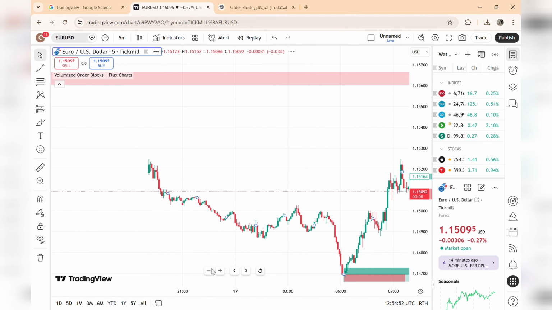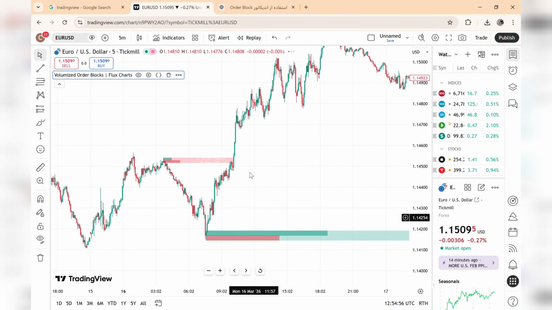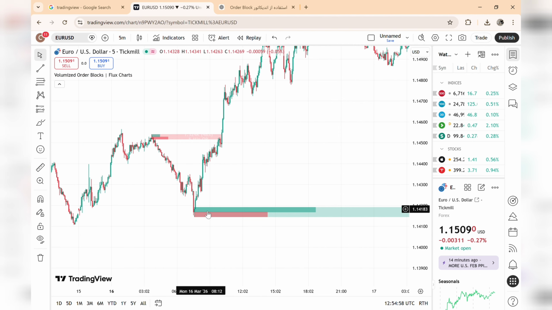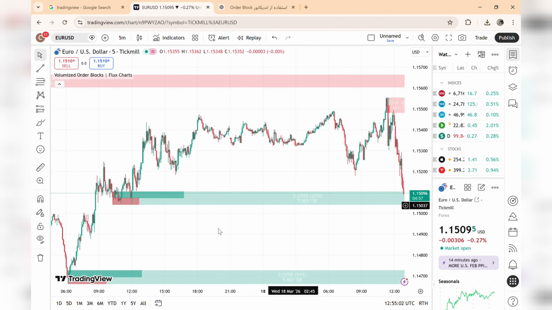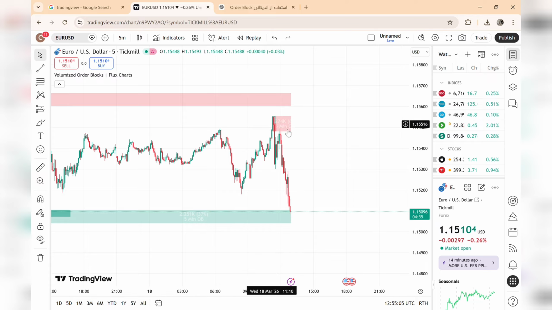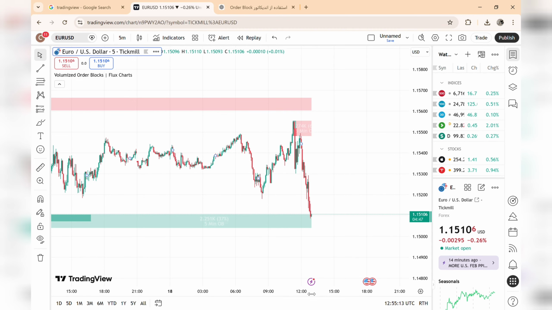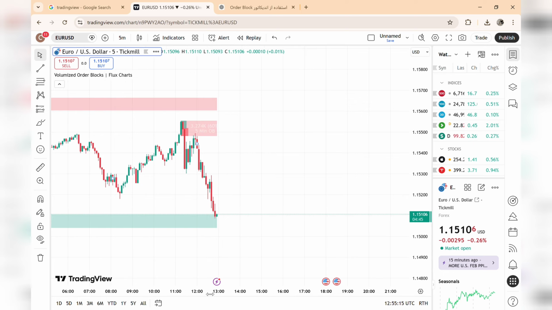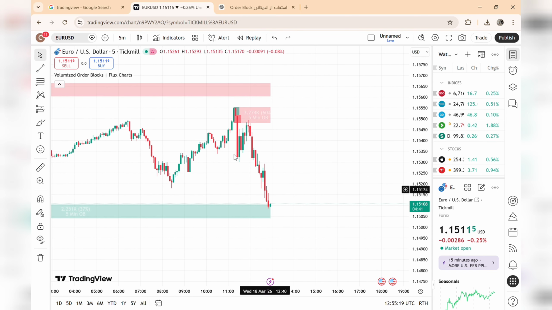Next, let's talk about the numbers. Depending on your settings, this indicator can show volume, which tells you how much trading activity happened in that zone. Higher volume means a stronger zone. Strength, or score, is a calculated value based on volume, momentum, and structure breaks. Higher scores indicate more reliable zones. Age shows how recent the order block is. Newer zones tend to be more reliable than older ones.